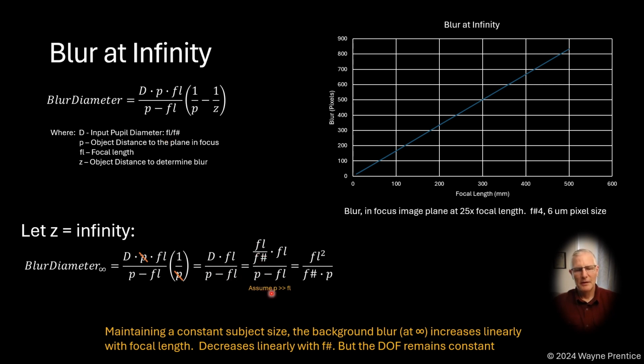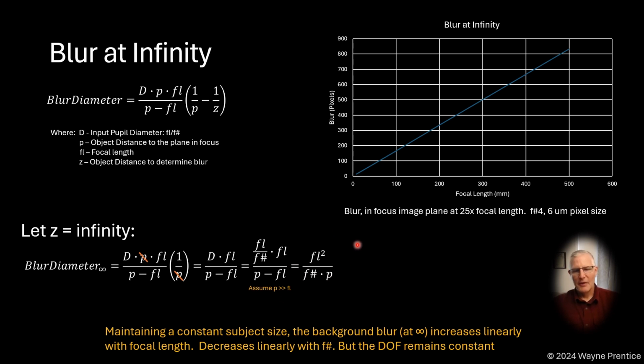Substitute that in. Now if we assume that the distance to the plane in focus is much greater than the focal length, which makes sense because P is typically in meters, and the focal length is typically 10 to 100 millimeters, we can make that assumption. So that all simplifies down to this: focal length squared over the F number times the distance to the plane in focus. And I mentioned earlier it's a linear relationship, and when we plot it, we can see that it is linear. So the takeaway here is that the amount of blur we get can be described easily by this.